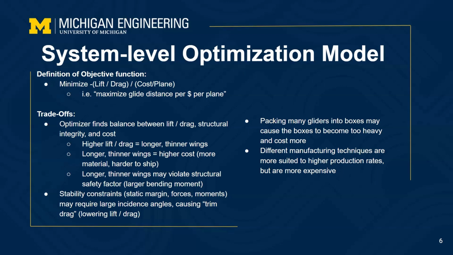They also have structural safety factor concerns due to the larger bending moment. Some other trade-offs: packing many gliders into a box may cause the box to become too heavy and thus cost more. And also, our different manufacturing techniques are suited to higher production rates, but they are also more expensive, so there's a trade-off there as well.